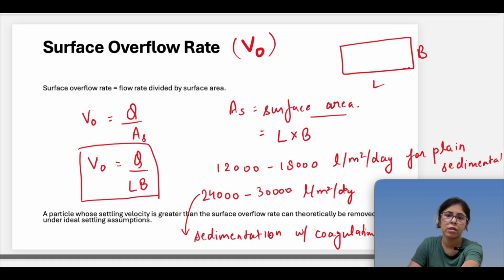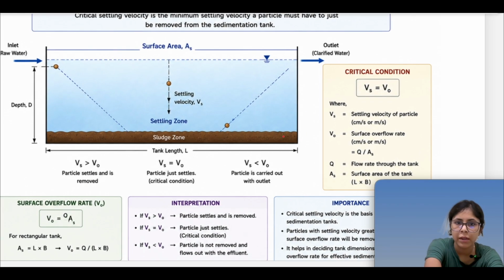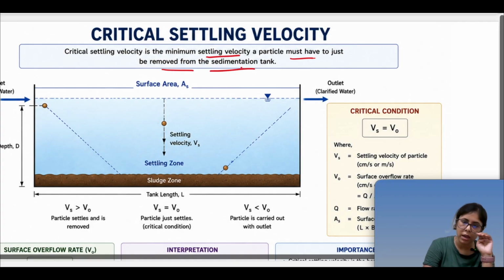Now let's move on to the critical settling velocity that we have to calculate. The critical settling velocity is the minimum settling velocity a particle must have to just be removed from the sedimentation tank. So it should be the minimum. If the particle has a high velocity, it will definitely come down. But I want to know the minimum velocity at which the particle will settle down. So that is the critical settling velocity.